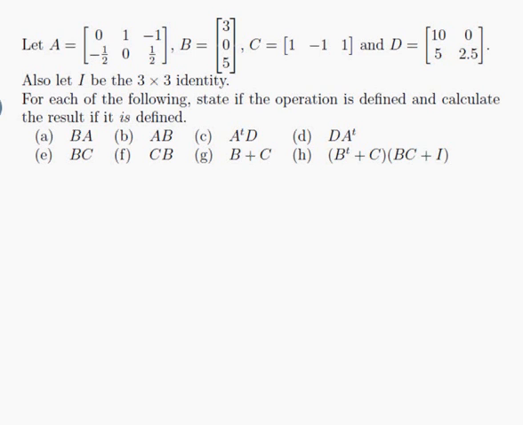For each of the following, state if the operation is defined and calculate the result if it is defined. And there's 8 operations to consider. There's a few multiplications, a transpose or two, and a couple of additions as well. So I need to know how to do all of those operations. So let me look it up and write down something to help me remember how to do matrix multiplication.